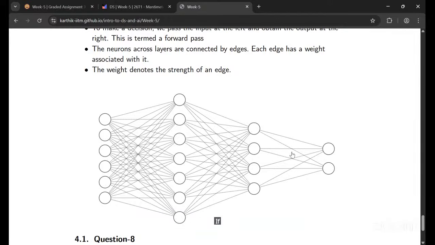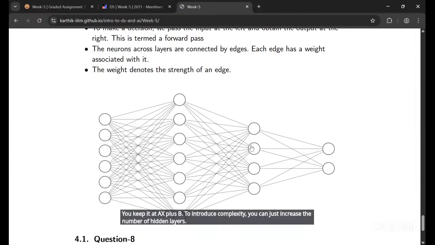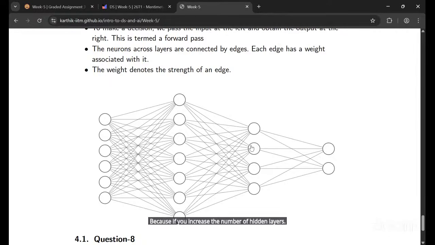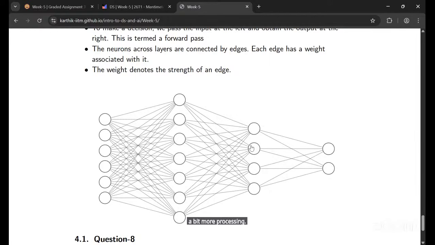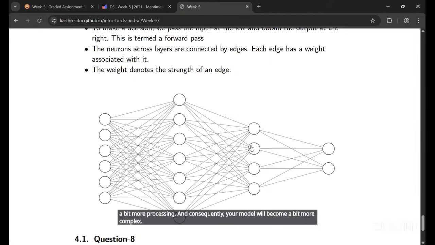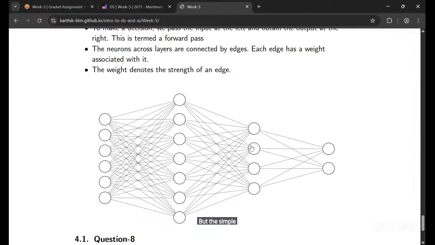And if we need to introduce complexity in our model, instead of making the calculations more complex, like doing ax square plus bx plus c, you keep it at ax plus b. To introduce complexity, you can just increase the number of hidden layers. Because if you increase the number of hidden layers, the number of calculations will go up, the number of edges will go up, there will be more processing, and consequently your model will become more complex. But the simple calculation will still stay at your linear equation of ax plus b.